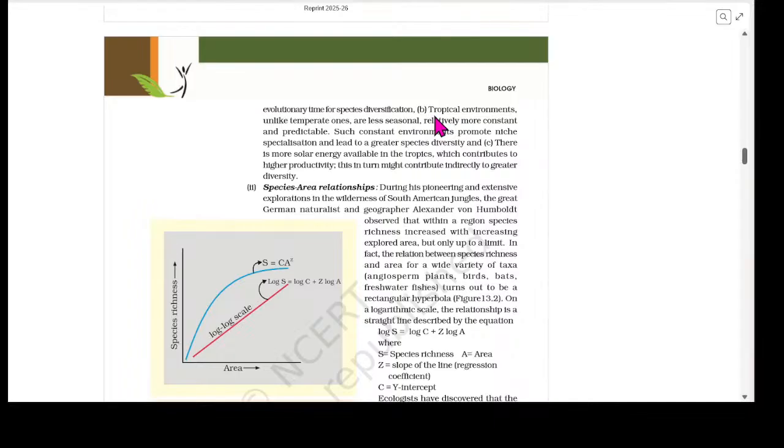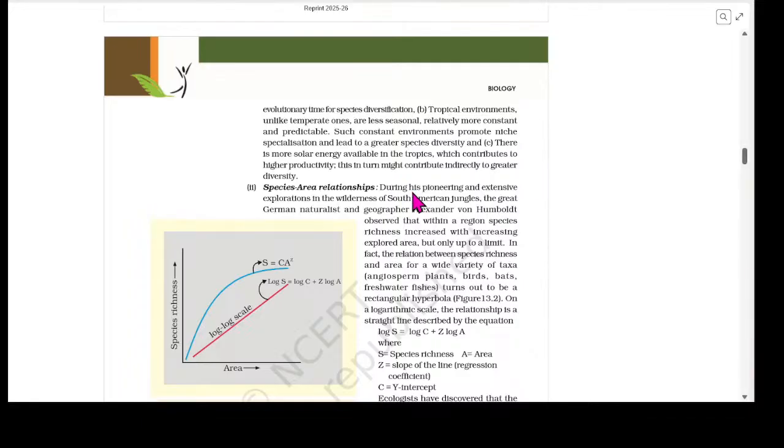Tropical environments, unlike temperate ones, are less seasonal, relatively more constant and predictable. Thus, constant environments promote niche specialization and lead to a greater species diversity. And there is more solar energy available in the tropics, which contributes to higher productivity. This in turn might contribute indirectly to greater diversity.